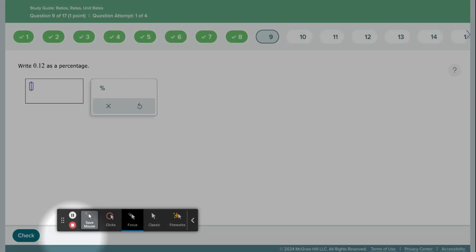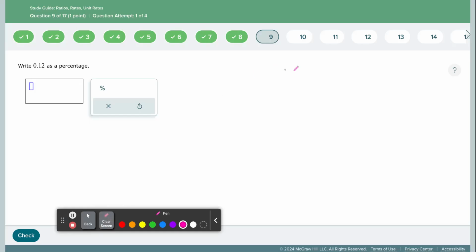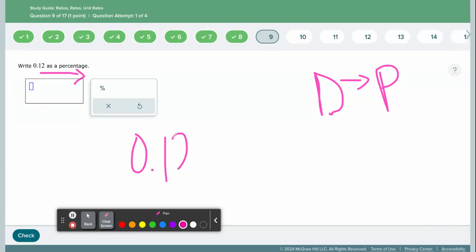Okay, so now we have a decimal and we want to turn it into a percent. So again, DP, right? If you remember that from our notes. If we're going from a decimal to a percent, which we are, it means we're moving twice to the right. So if I have 12 hundredths and I go twice to the right, it's just sitting right here, which gives me a whole number. That means it's 12%, right?